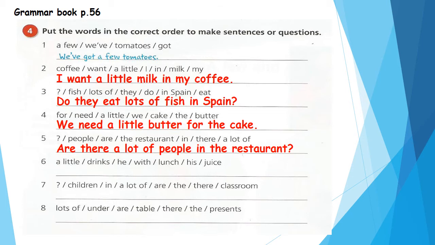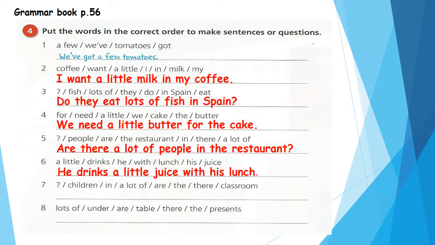Number 6. A little, drinks, he, with lunch, his, juice. So we'll start by the subject. He. Where is the verb? Drinks. He drinks a little what? Juice. With his lunch. He drinks a little juice with his lunch.